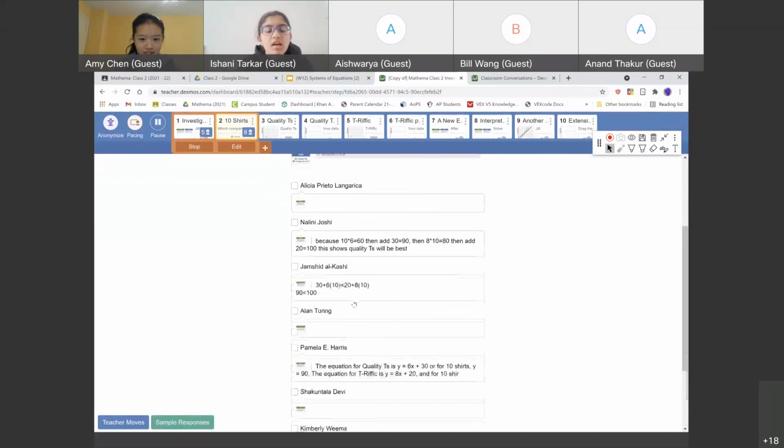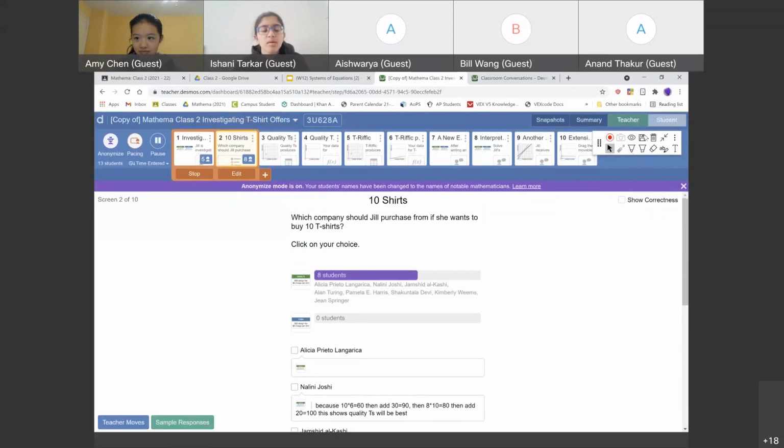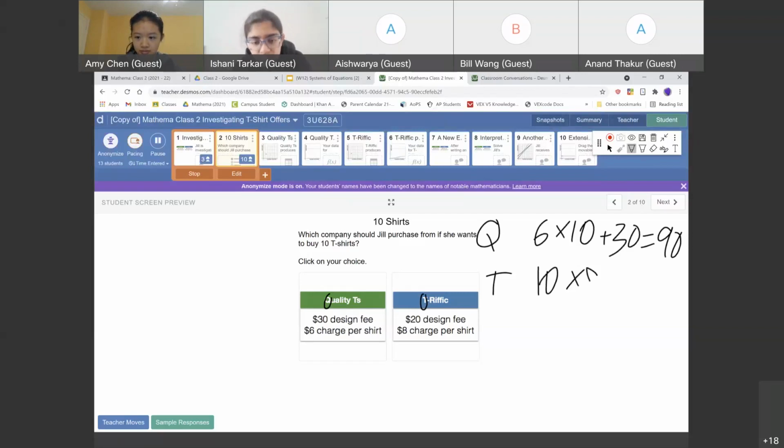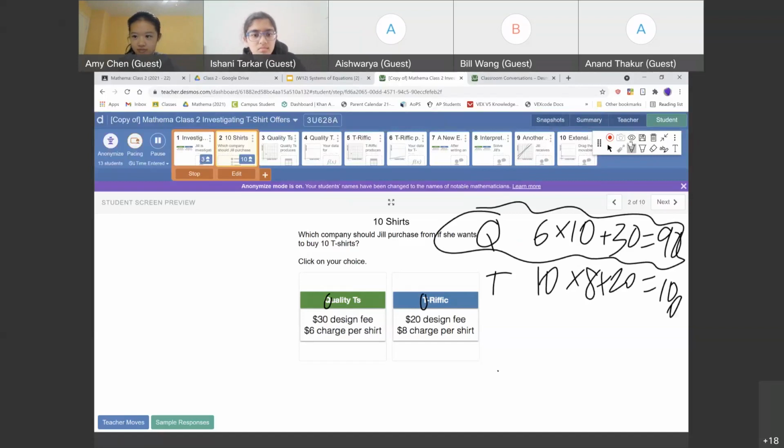I can explain. So basically, same thing as before. We want to know how much it'll cost total for each of the stores to buy 10 t-shirts. So for the first store, it would cost 6 times 10, which is 60, plus $30, which is $90 for Quality Tees. However, for Terrific, it would cost 10 times 8, which is 80, plus $20, which is $100, meaning that Terrific costs more, so Quality Tees is the better choice in this scenario. So everybody who answered got that, good job.